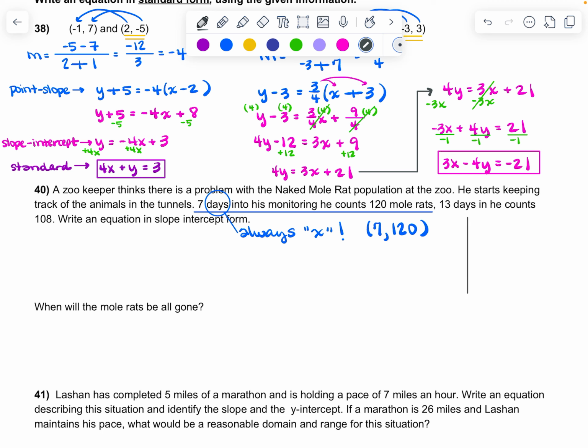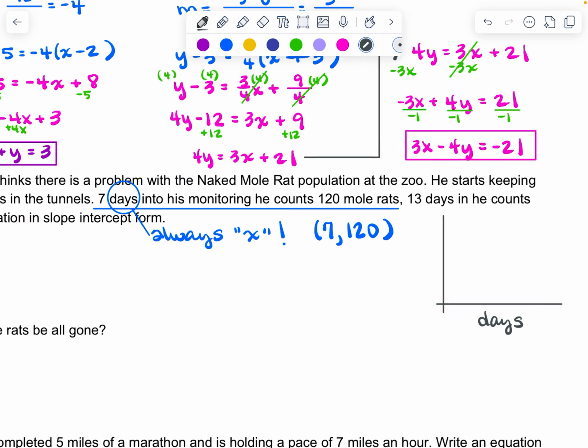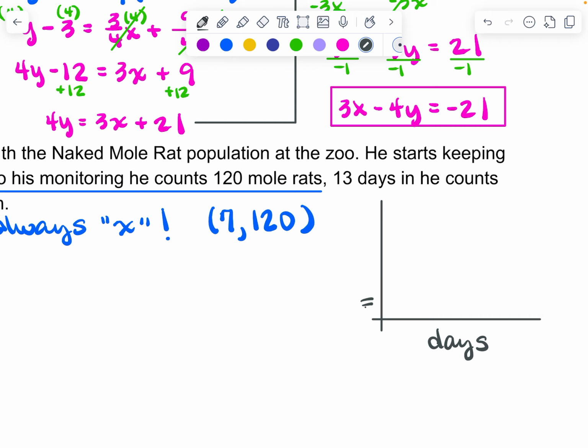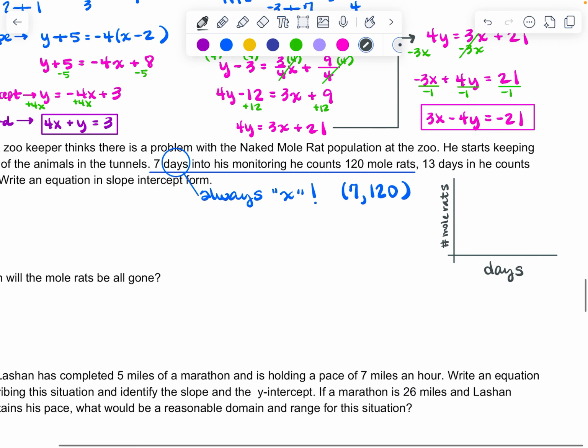Right? So clearly, again, I know it's not asking us to do this, but I'm going to kind of sketch a little graph. Right? So this is days, my x, and then number of mole rats. Are those even real animals? I don't know. All right.